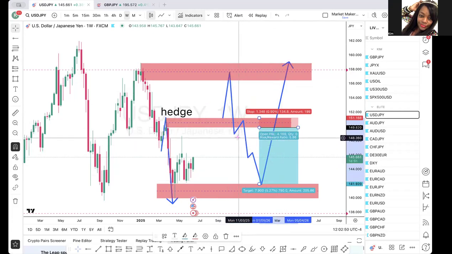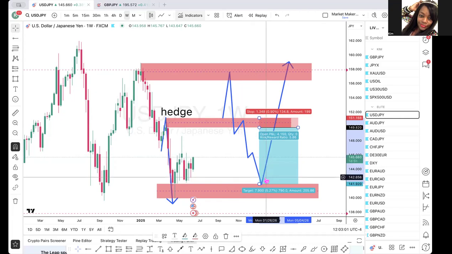You want to see the structure first. You want to see a break of structure, a pullback, and then a continuation of structure. And then set your TPs. I cannot stress that enough. I see that so much that people don't set their TPs, that think price is going to go so much further.